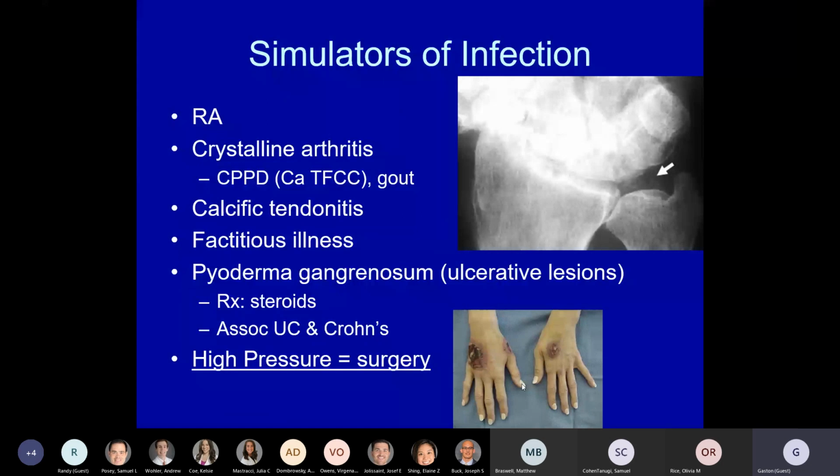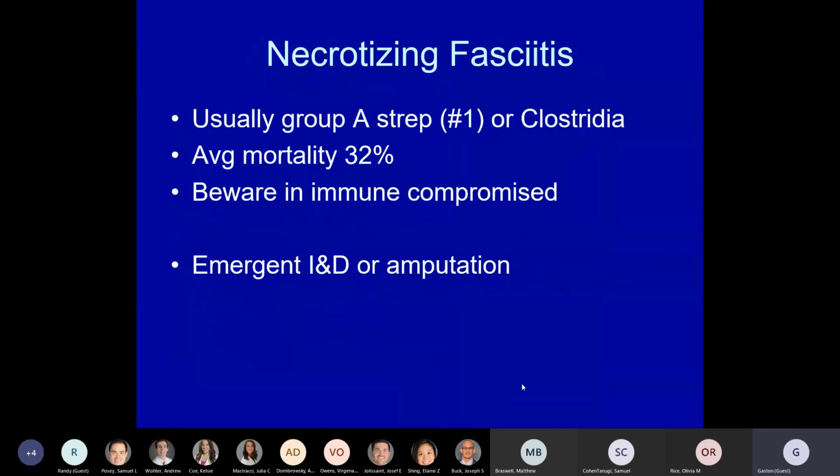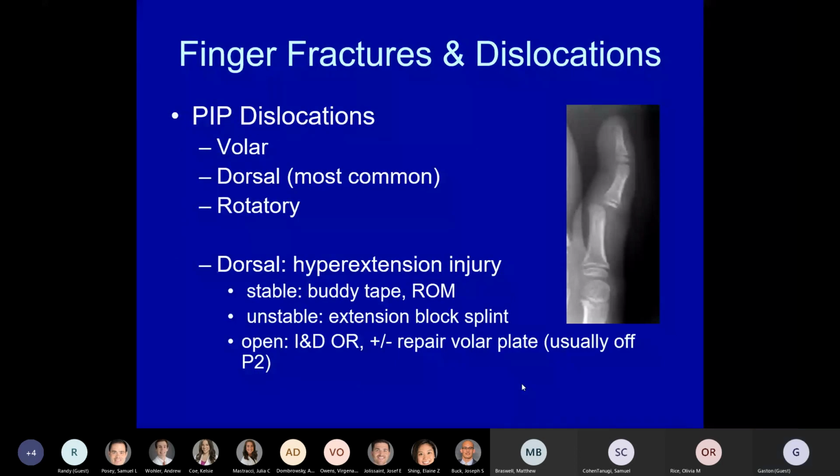Also remember, any high pressure injection injury, the answer is surgery. They're going to get washed out. Necrotizing fasciitis, causative organisms: group A strep or Clostridia, 32% mortality, even higher in immunocompromised patients. Obviously, the answer is emergent I&D and/or amputation.